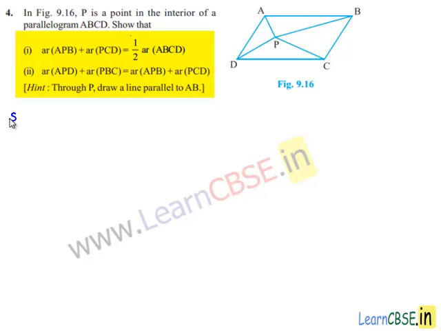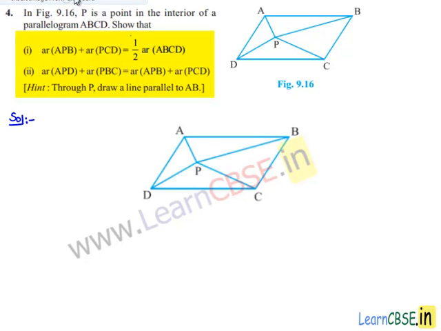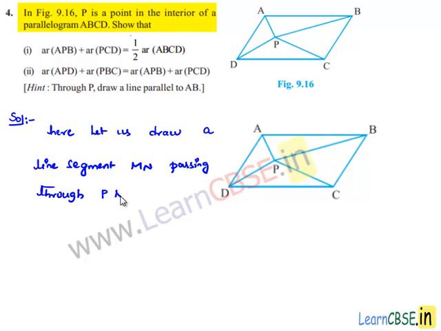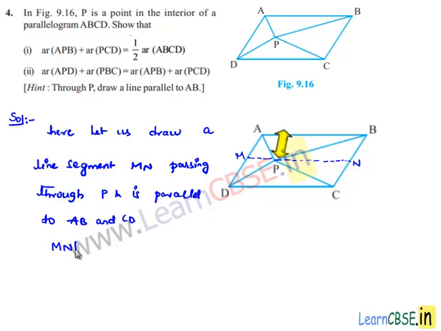Now moving on to the solution. Let us consider the figure which is given here. Let us draw a line segment MN passing through P and parallel to AB and CD. Now we came to know that MN is parallel to AB and MN is also parallel to CD. Therefore we can say here MN is parallel to CD, which in turn is parallel to AB.